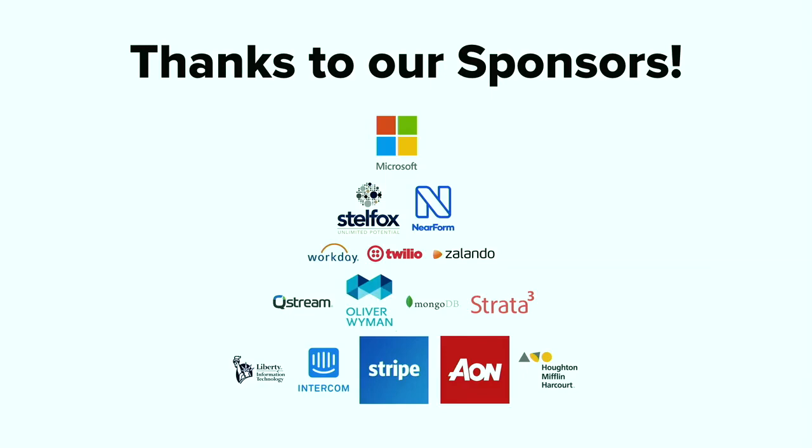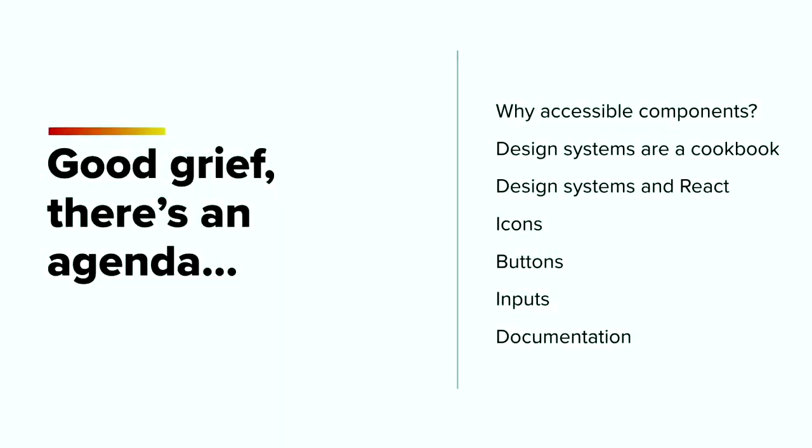So now here's an outline of what we'll be covering today. Yes, I have an agenda. So why accessible components? Design systems. They are a cookbook, design systems and React. We're going to talk about icons, buttons, inputs, and briefly touch upon documentation.